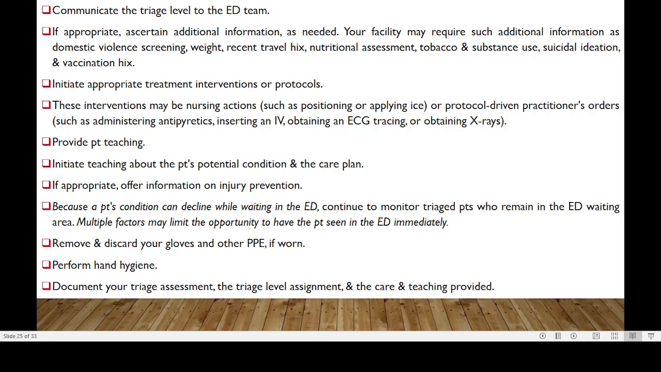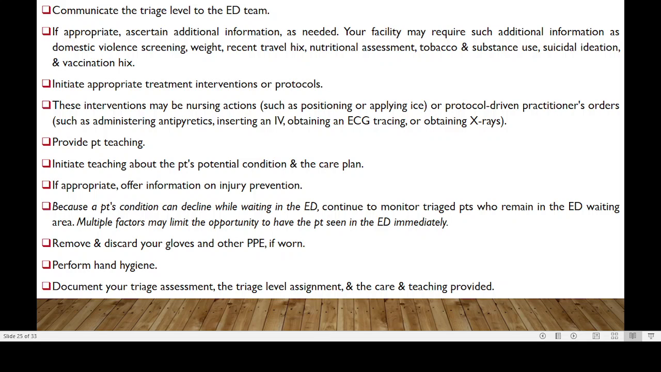So you have to communicate the triage level to the emergency department team. If appropriate, you ascertain additional information as needed. Your facility may require additional information such as domestic violence screening, weight of that particular patient, and recent travel history. Like in the case of COVID, we were talking of the Wuhan, China travel history. It was a risk factor. Also nutritional assessment, tobacco and substance use, suicidal ideation, and vaccination history.